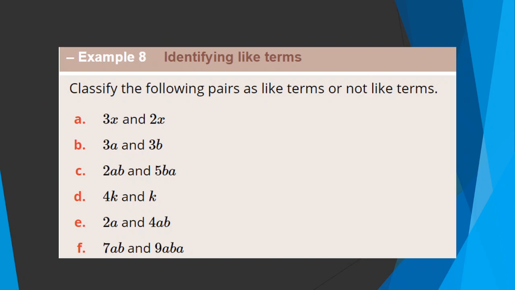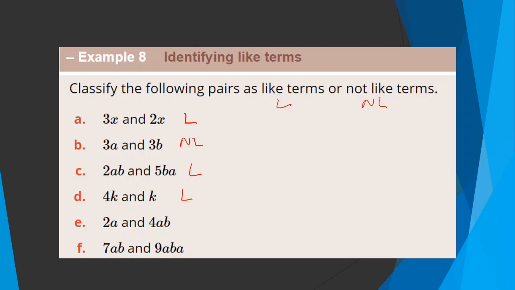So let's practice identifying like terms. Let's see which one of these are like terms or which one of these are not like terms. So I'm going to use the letter L for like terms and NL for not like terms. 3x and 2x, these are like terms because they both have the letter x. 3a and 3b are not like terms because they have two different pronumerals. 2ab and 5ba, although they're in different order, they still have the same letters, so these are like terms.